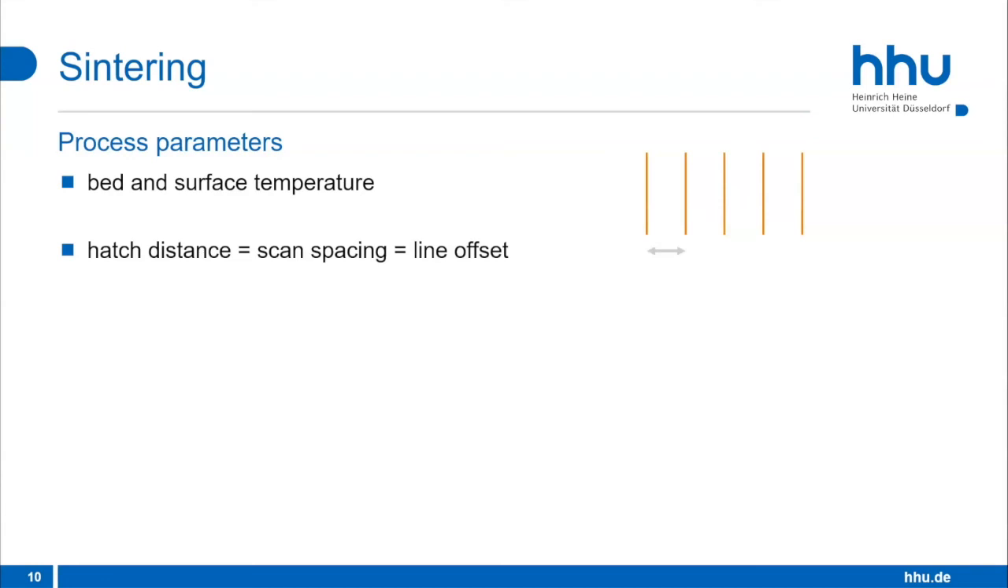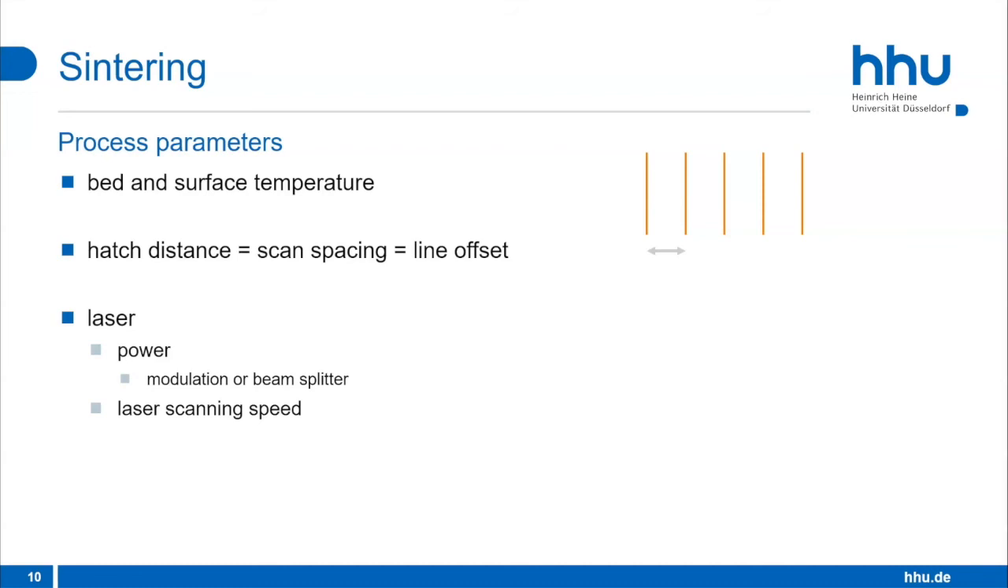Then we can set the hatch distance during the printing process, which is also called scan spacing or line offset, and it's just the difference between the two different scans of the laser across a powder bed. So a high hatch distance means that you usually have incomplete sintering and a rather weak structure if it's too far apart. And if it's too close together, you can have multiple passes on the same line and get over-sintering and distortions in your print, and also a very slow process.